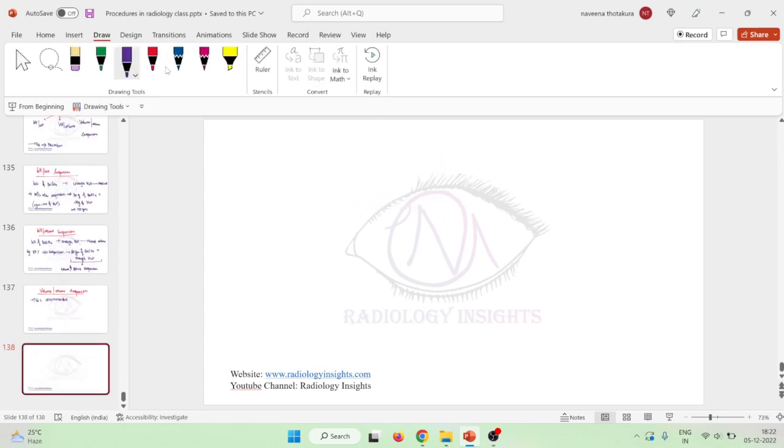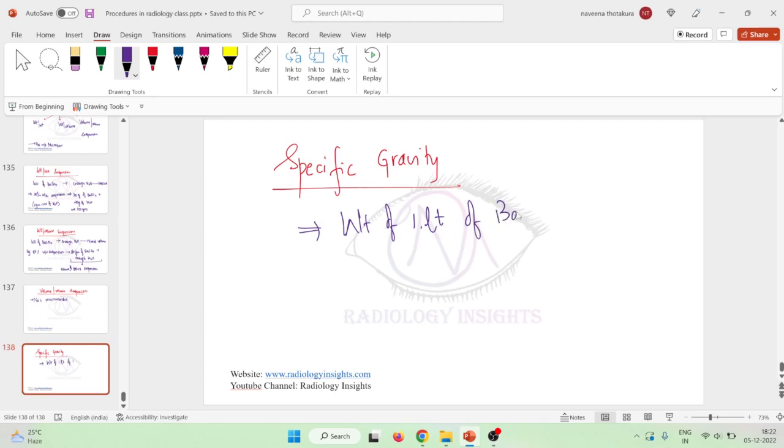Now, the next important thing you have to learn is the specific gravity of barium. So what does specific gravity mean? Specific gravity is the weight of 1 liter of barium solution divided by the weight of 1 liter of water. Whatever we get is the specific gravity of barium sulfate.